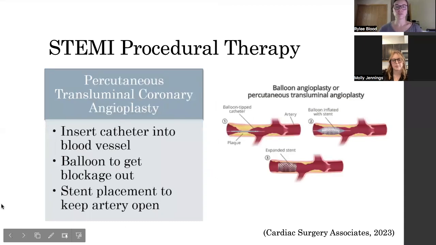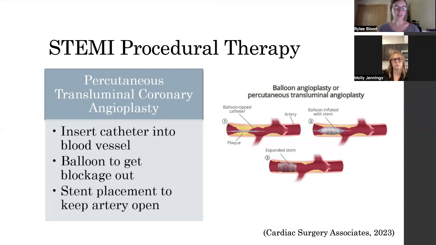Okay, now we'll talk about procedural therapy that is done for a STEMI. The first one is a percutaneous transluminal coronary angioplasty. It's a lot of words for a procedure where they insert a catheter into an artery, usually the femoral because it's the biggest and very close to the heart. It could also be an artery in the wrist or the arm. X-rays are taken in real time to visualize the coronary artery.